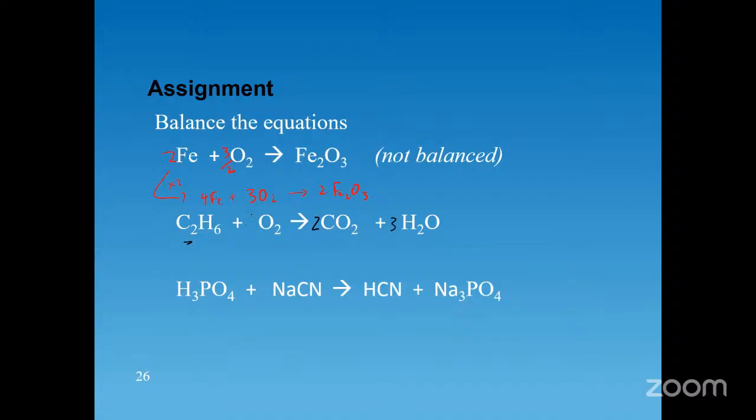Okay. So I hear what you're saying and your approach is correct. What I would do is I'd multiply this by 7 over 2 to make that 7 oxygens, which balances with the 7 oxygens on the right. And then I'd multiply everything by 2. So that would be 2 C2H6 plus 7 O2 to give 4 CO2 plus 6 H2O, and that would be the final answer.